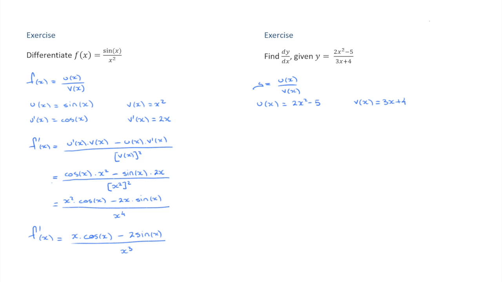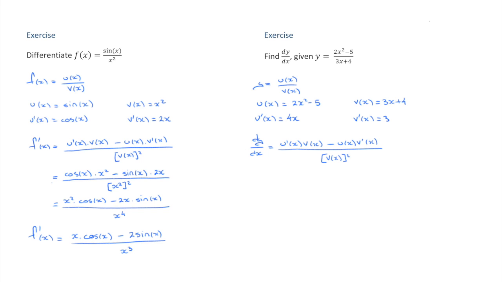And so the derivatives of u and v are u dash of x, which equals 4x, and v dash of x, which is equal to 3. And now, using the quotient rule, we can state that dy dx equals u dash of x times v of x minus u of x times v dash of x, all of which is over v of x squared.